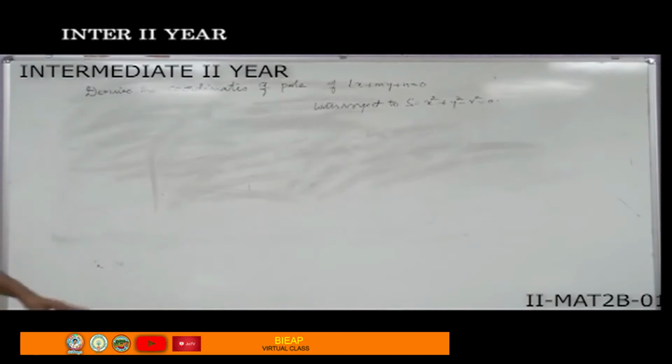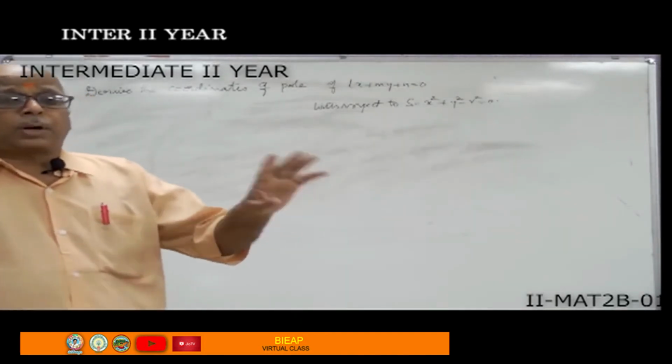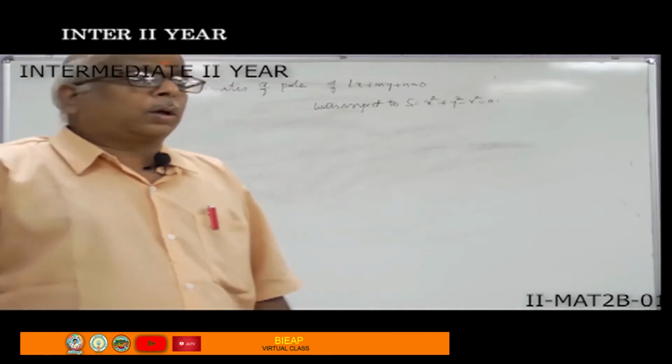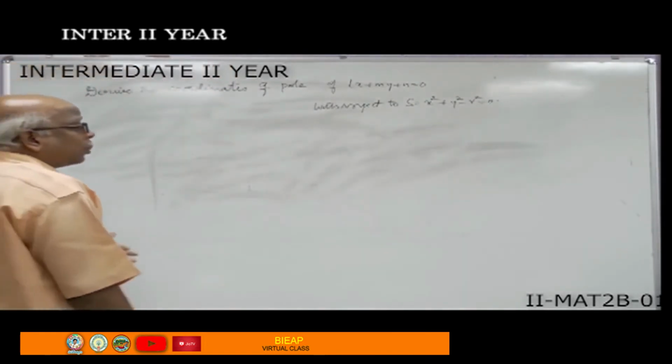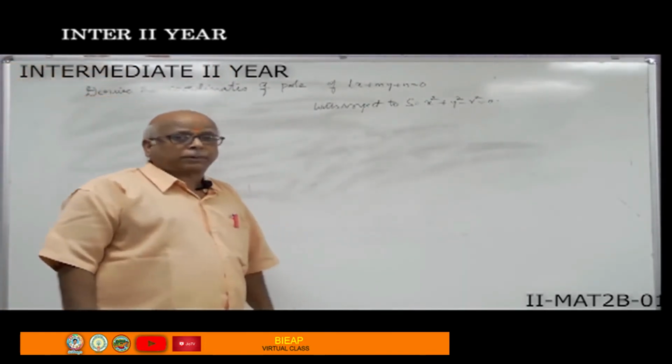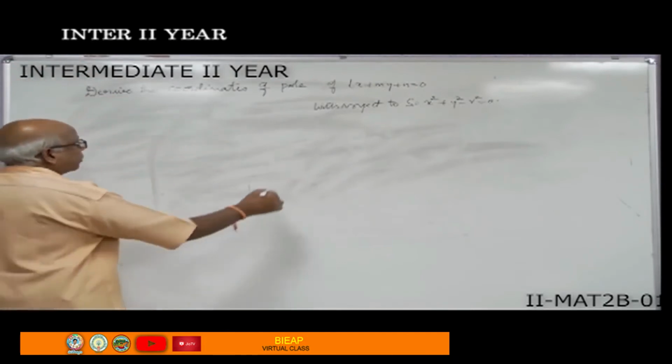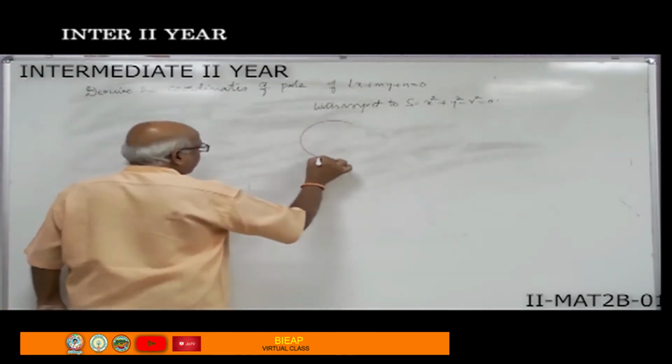In the previous case, the point is given and we determined the polar. Now, the line is given, and the pole coordinates we have to find out. How to find that out? This is the circle.